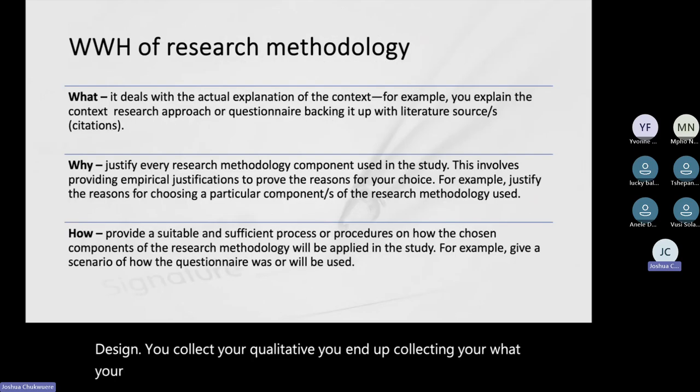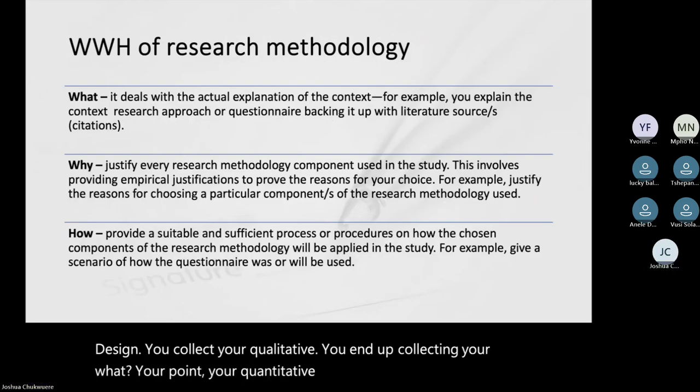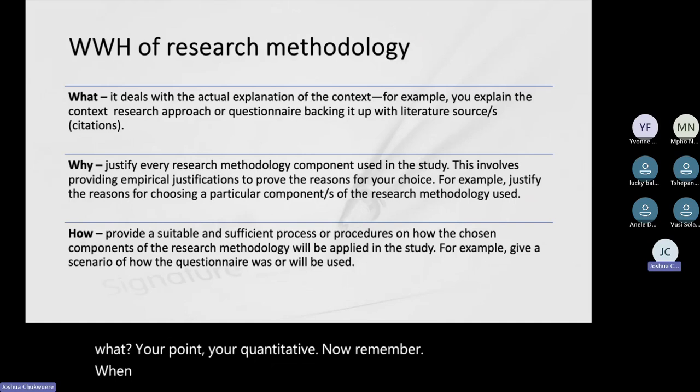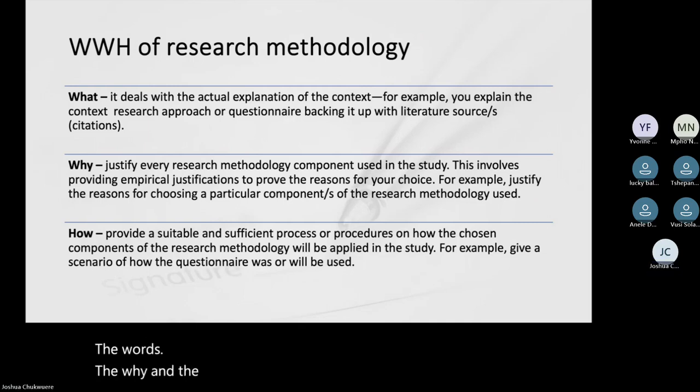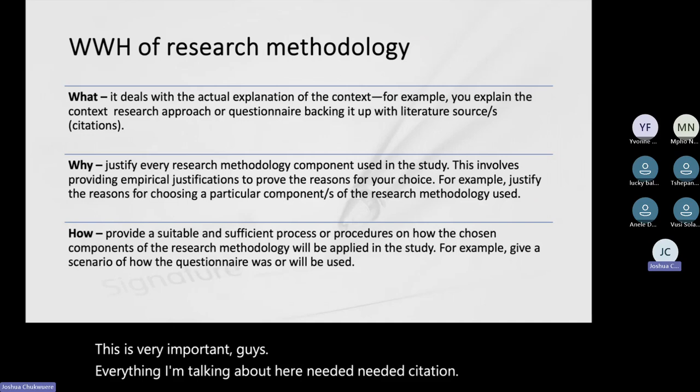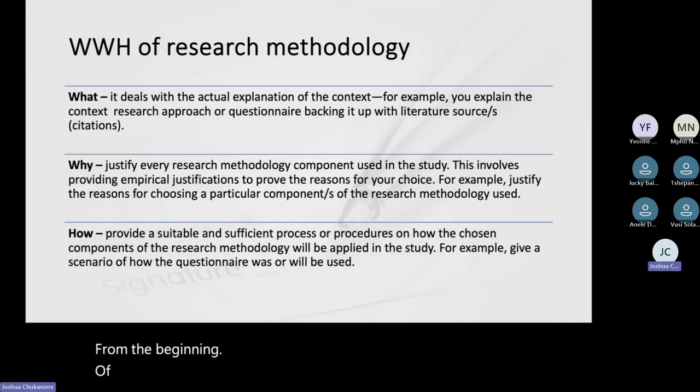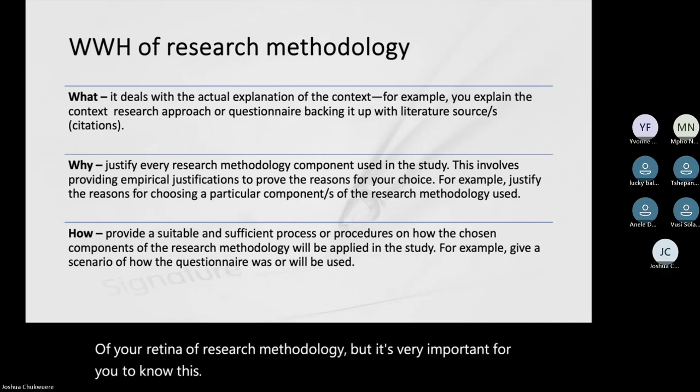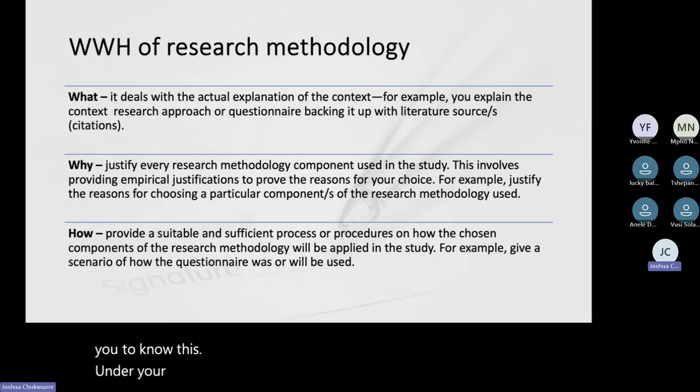Now, remember from the introduction, I made mention of three keywords: the what, the why, and the how. Now, this is very important, guys. Everything we'll be talking about here needs citation from the beginning of your writing of your research methodology. But it's very important for you to know this, that under your what, it deals with the actual explanation of the concept.